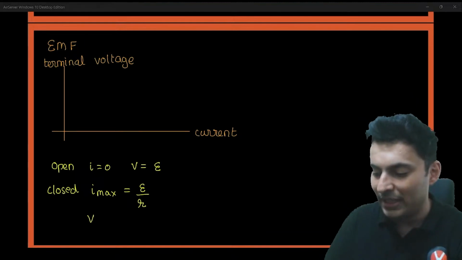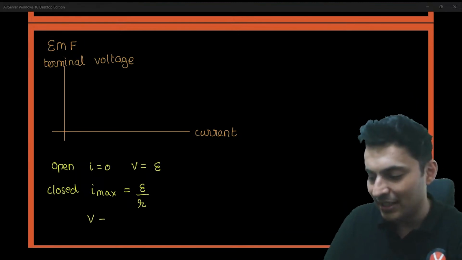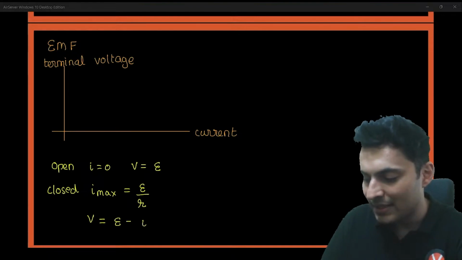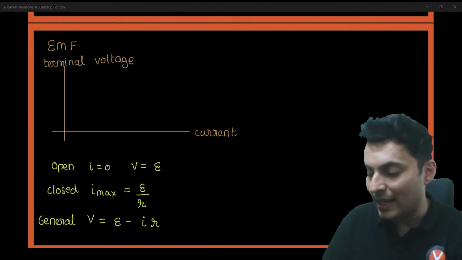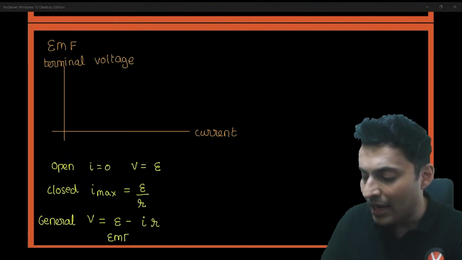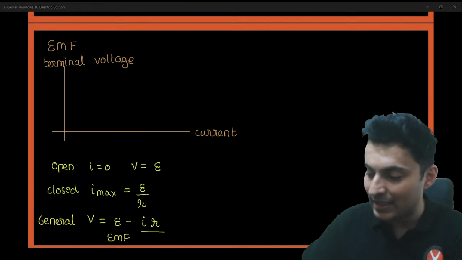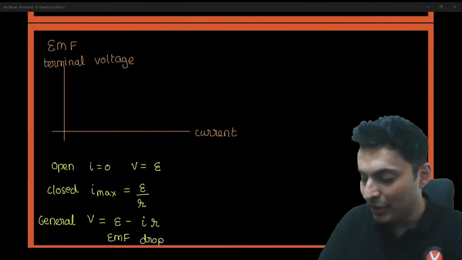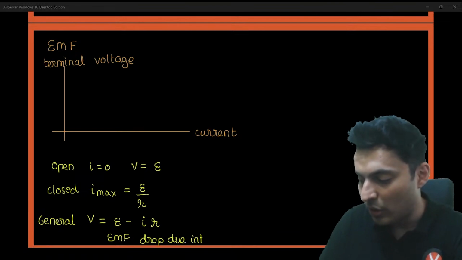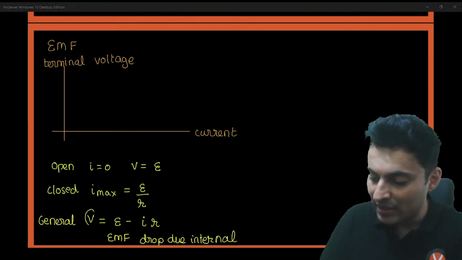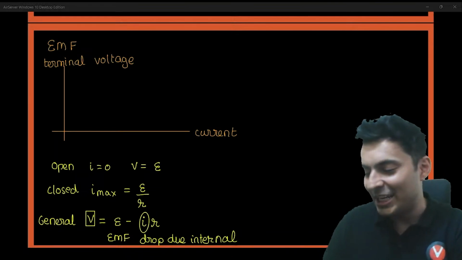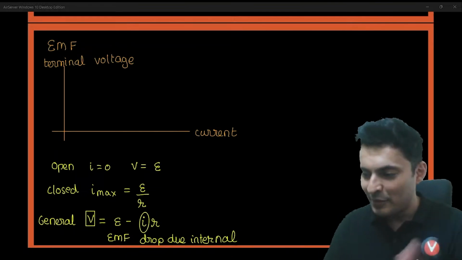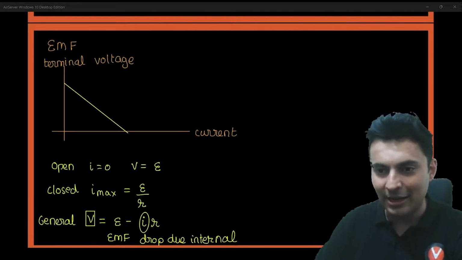And the terminal voltage in general will be E minus IR. This is the EMF, and IR is the voltage drop due to internal resistance. If you notice, voltage and current, it's looking like a straight line equation, yes, with a negative slope. So you're going to see a straight graph like this.